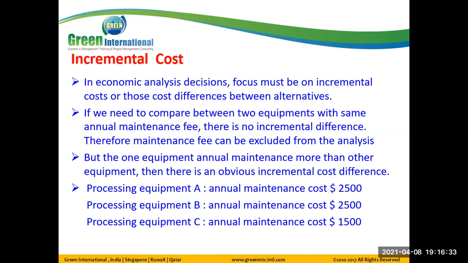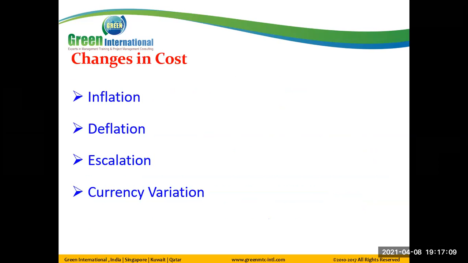Incremental cost, generally you can consider, but we know already incremental means there is a jump between two alternatives. For example, they have given three equipment costs. One has annual maintenance cost of 2,500, another one also 2,500. So between A and B there is no incremental cost, but between B and C or A and C there is $1,000 incremental cost. Incremental cost is the cost difference between alternatives. So you can either take the same 2,500 or you can say $1,000 different from A, so that you can add it as an incremental cost.